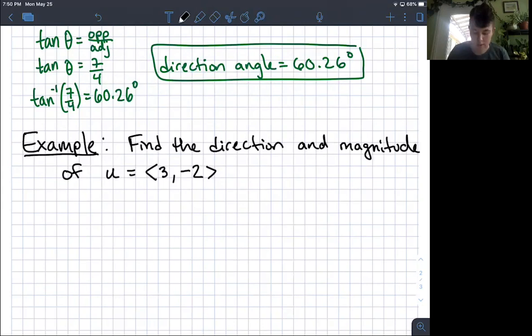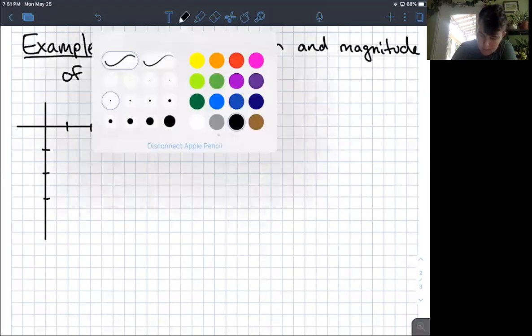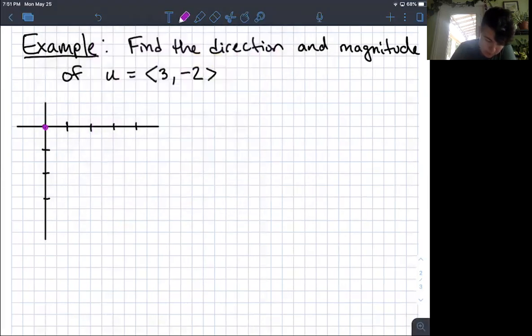Did you pause? I hope you did. So I'm going to do this again. Like I said, feel free to fast forward if you would like. Let's do this, and I'm going to make my marks on every other one. There we go. Here's my vector. It's going to be at 3, -2. Oh, there we go.